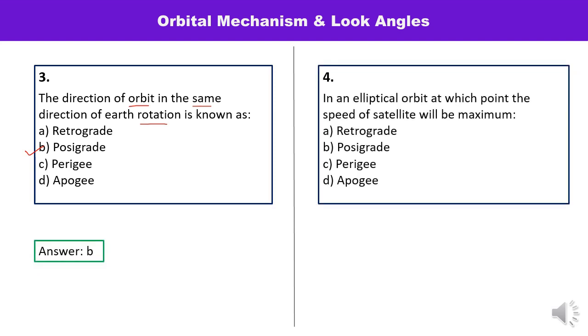Question number 4 is, in an elliptical orbit, at which point the speed of satellite will be maximum? There are 2 points in the elliptical orbit. One is known as apogee and one is the perigee. So you know, naturally the speed of satellite is greater when it is closest to the Earth, and since perigee is closest to the Earth, that is the only point where the velocity or the speed of satellite will be maximum. So C is the correct option.